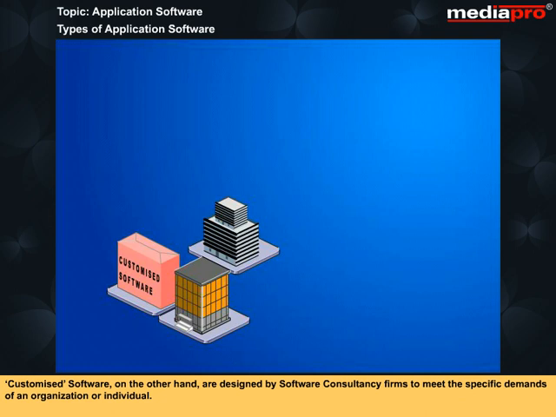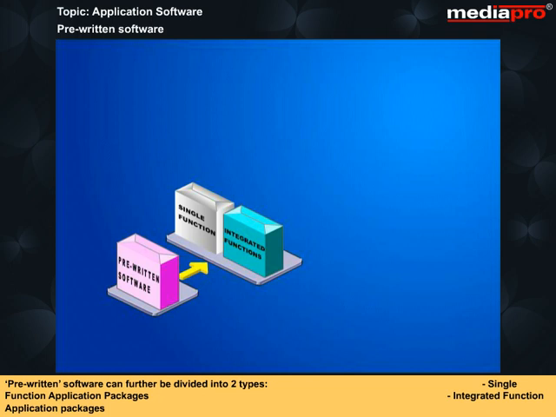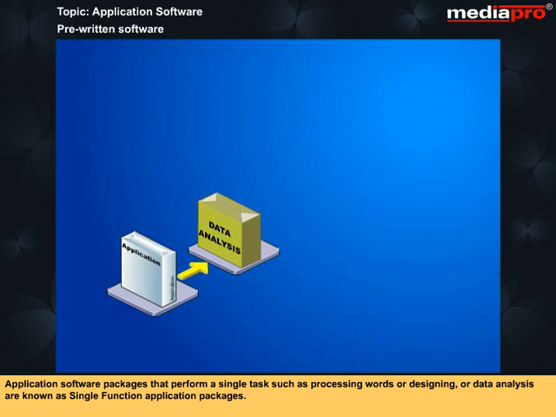Pre-written software can be further divided into two types: single function application packages and integrated function application packages. Application software packages that perform a single task, such as processing words or designing or data analysis, are known as single function application packages.